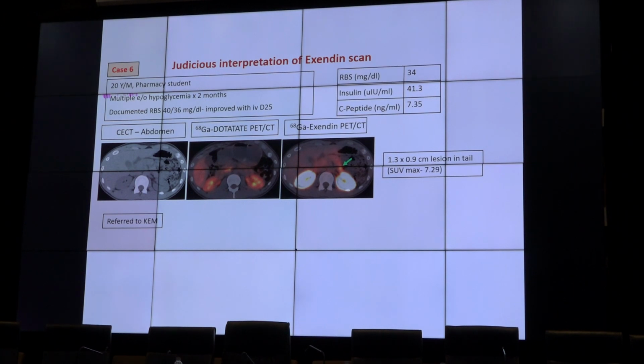And since he's in Bombay and he's a pharmacy student, he has access to all the medical care. He comes to us with all the 3 scans. He has done a CT scan, he has done a DOTA scan, he has also done an Exendin scan. And the Exendin scan is showing a lesion in the tail of the pancreas.